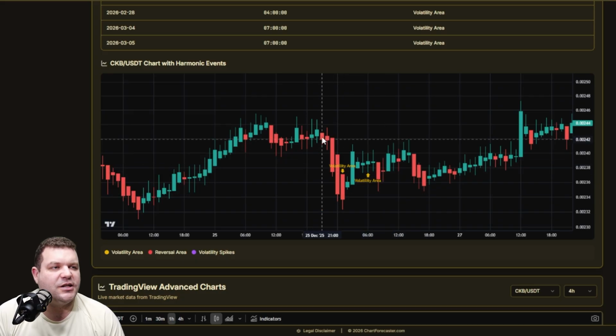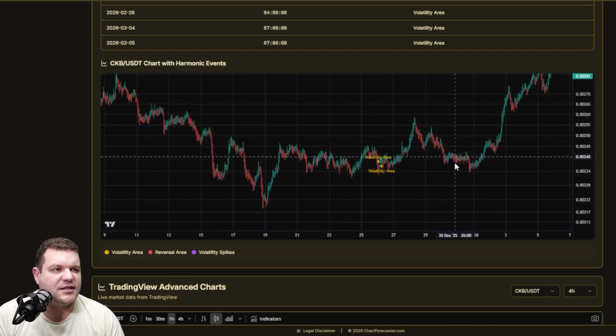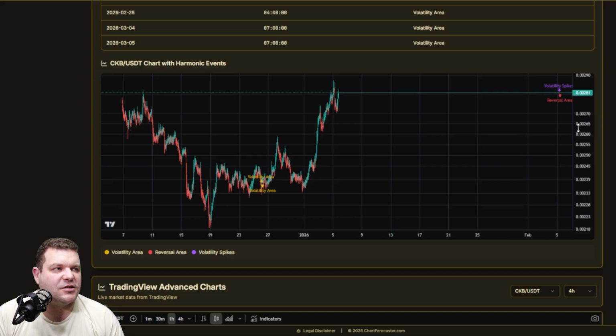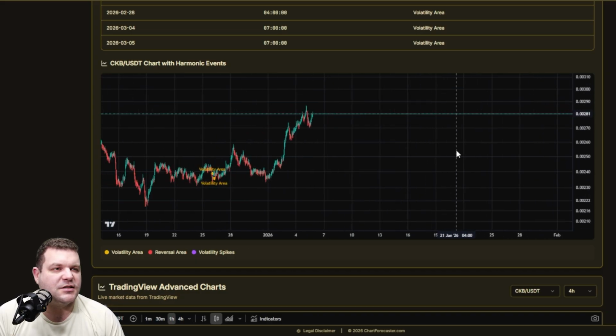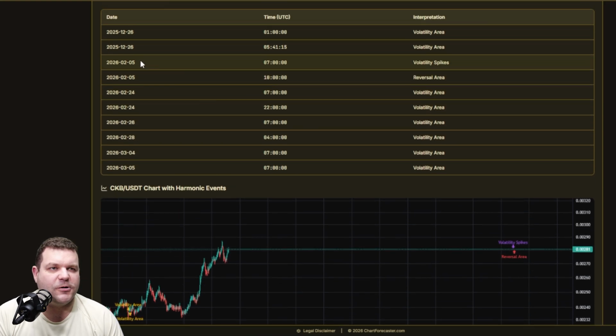So yeah, between this time frame here, we saw some pretty heavy volatility, to say the least, on this chart. Now, like I said, this is going to be one of those charts where it's more of a longer term game. Because here we can see that there's going to be some volatility spikes and some reversal areas at the beginning of February, as noted here.